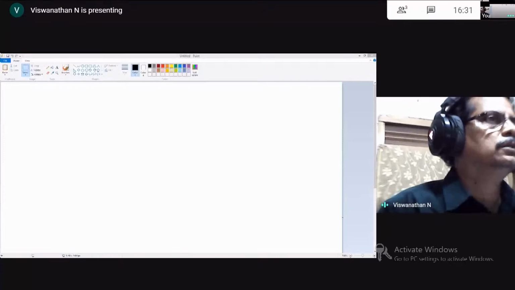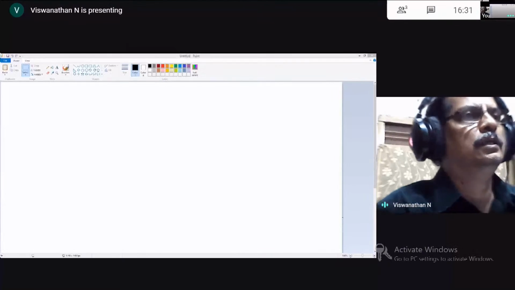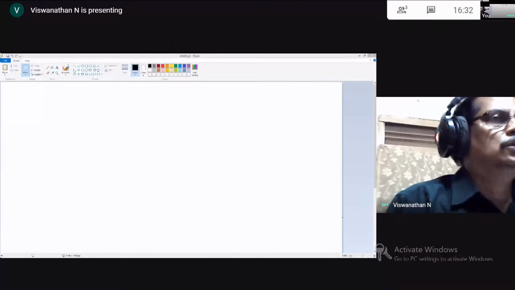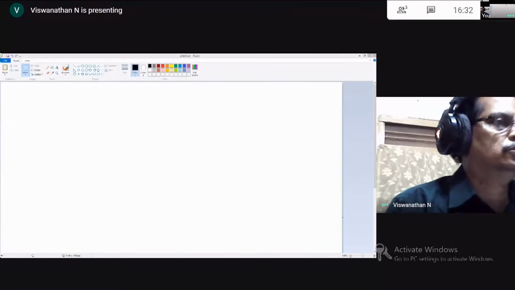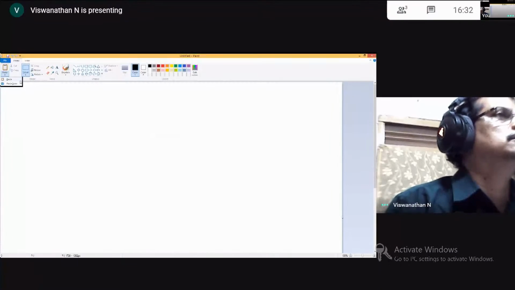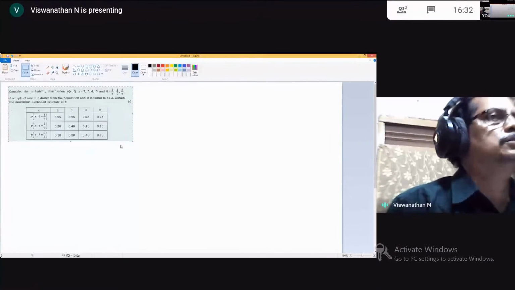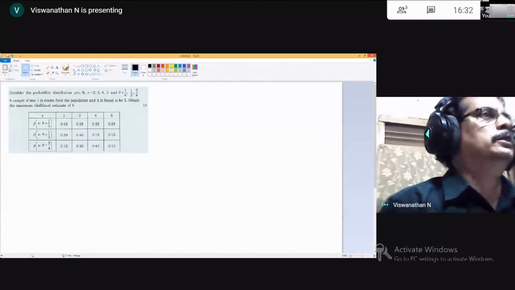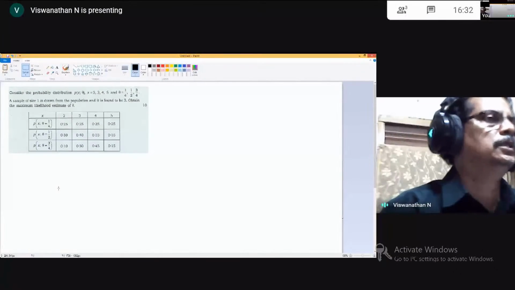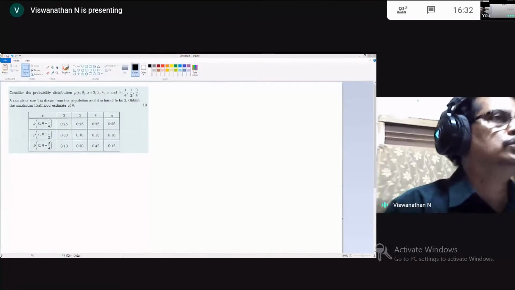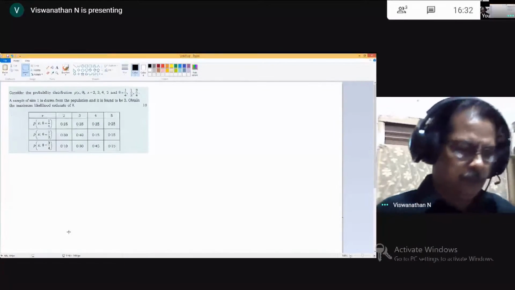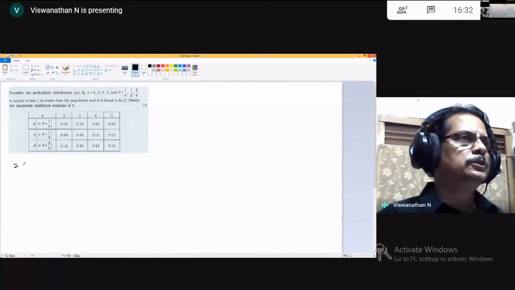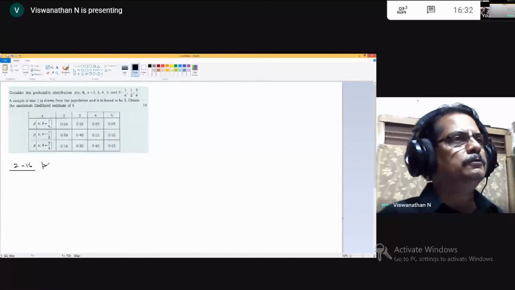So my next problem again involves estimation. I will paste the problem first. Okay, this is my problem, and it is taken from the 2016 paper 1D.